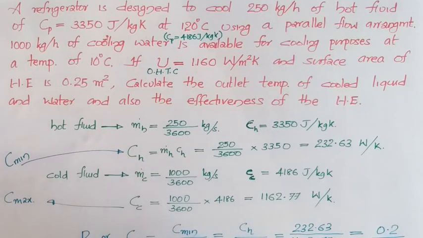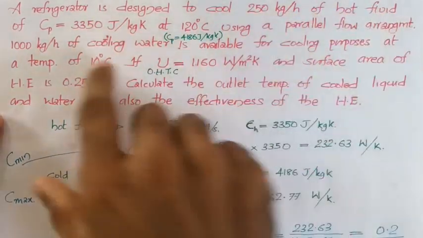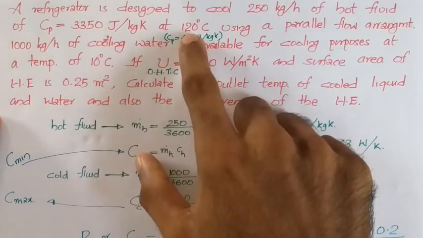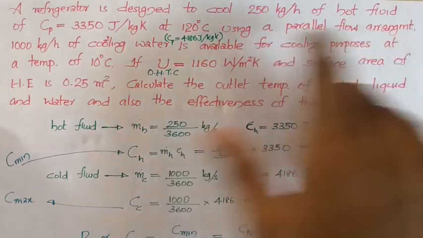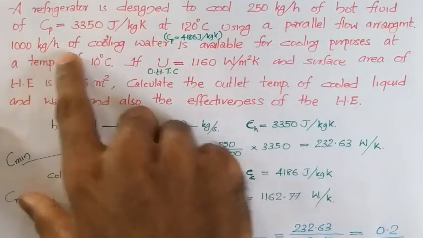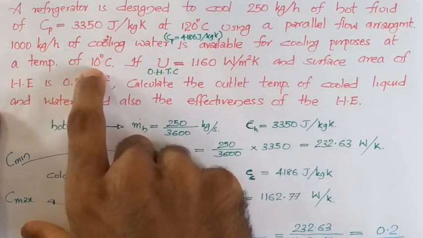In this video, we will be solving a problem based on the effectiveness NTU method of heat exchanger analysis. Here, a refrigerator is designed to cool 250 kg per hour of hot fluid with a given CP, which is entering at 120 degrees Celsius, which is THI, using a parallel flow arrangement. 1000 kilogram per hour of cooling water is entering, which is available at 10 degrees Celsius.